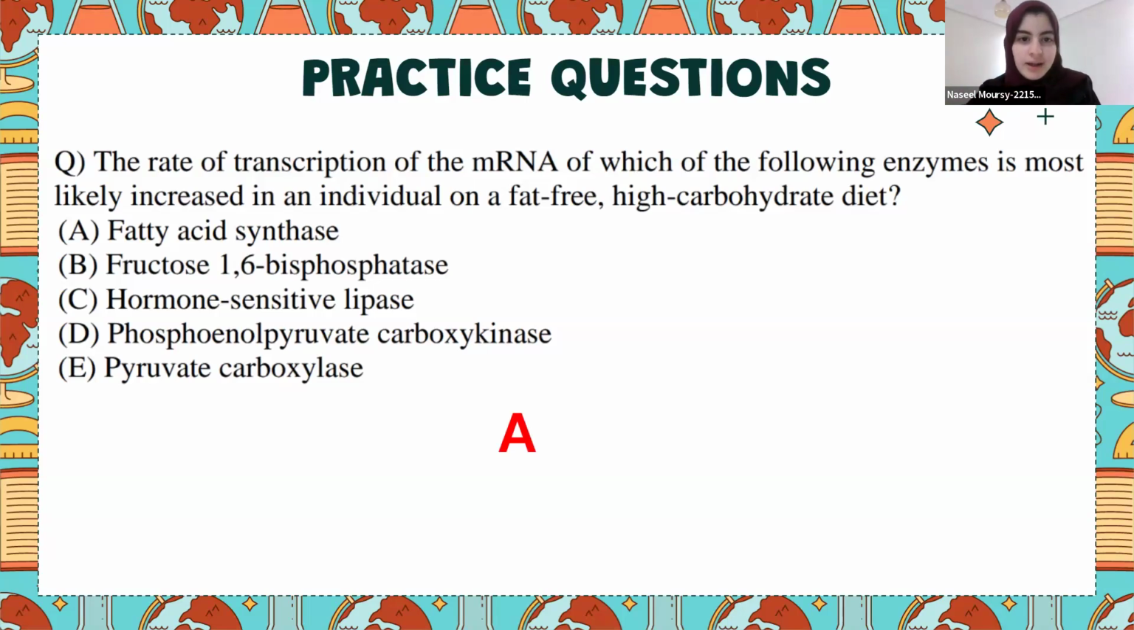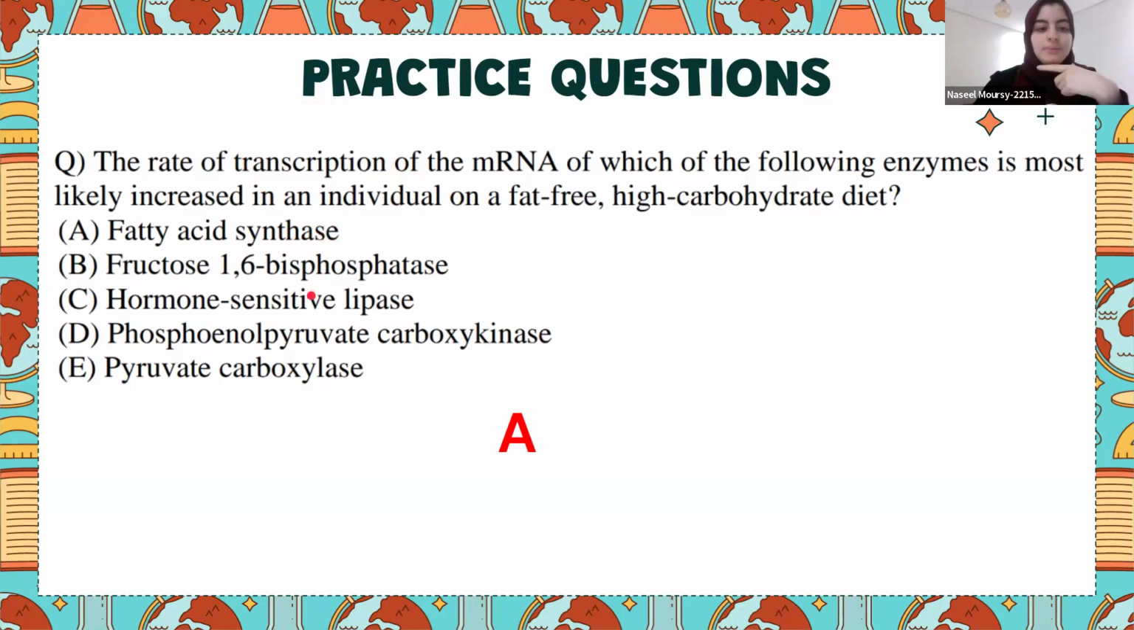Why is that? Because we said that this person, let's look at the person's diet, okay? The person is on a fat-free diet, meaning they do not take in fats at all. However, they are on a high carbohydrate diet, meaning that they're taking in too much sugar. If you take in too much sugar, you will want to store it as fat. So what is the enzyme that makes fatty acids to store them? It is fatty acid synthase.